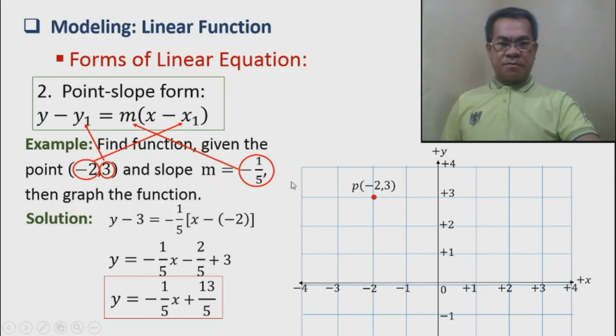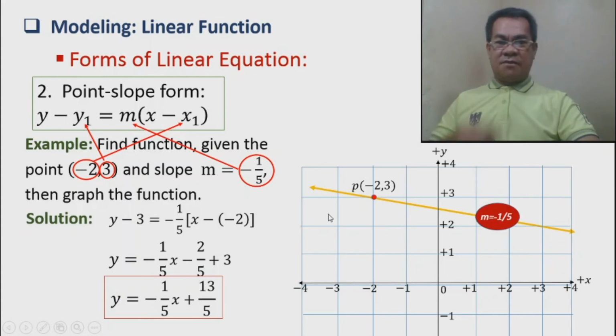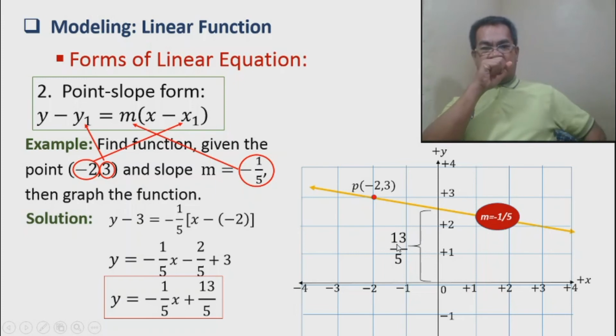Okay, then another given is the slope. Slope means rise over run. So we have the rise 1, and we have the run 5. 1, 2, 3, 4, 5. So therefore, this must be the line. Rise is 1. And the run is 5 units. 1, 2, 3, 4, 5. That's it, and this is negative. So therefore, this is the graph of the line. So therefore, the y-intercept is 13 over 5.